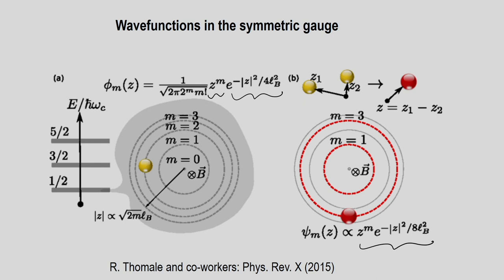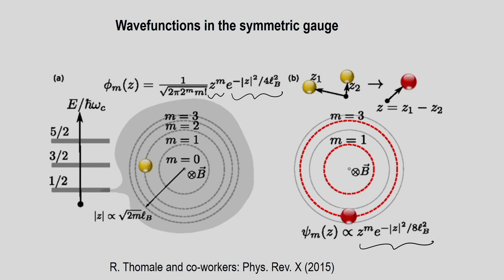This is taken from Ronnie Thomale and his co-workers in PhysRevX in 2015. These are the Landau levels that are shown: half h cross omega, three half h cross omega, five half h cross omega, and so on. These are the circular Landau levels corresponding to m equal to 0, m equal to 1, m equal to 2, and 3, and so on.